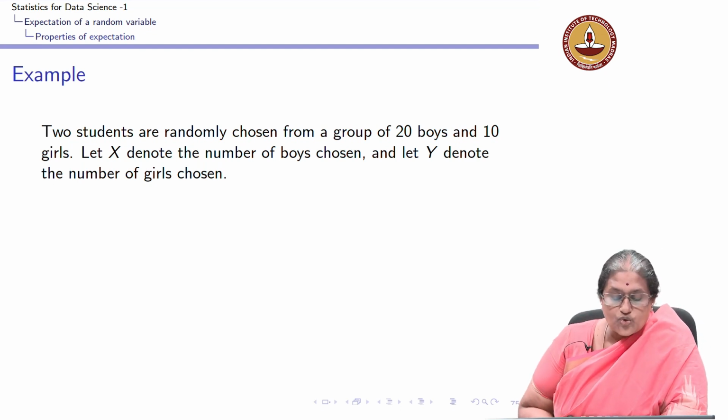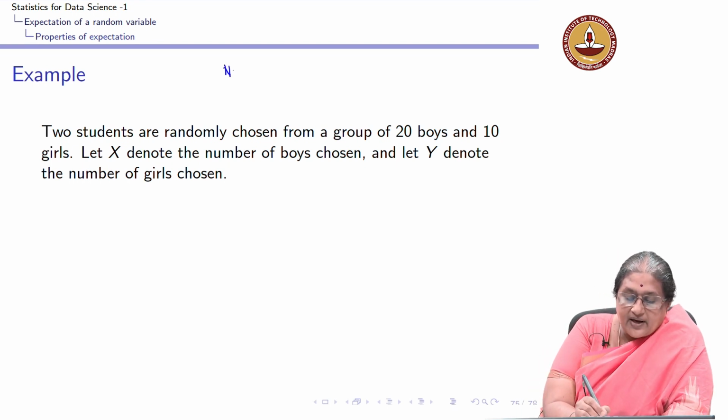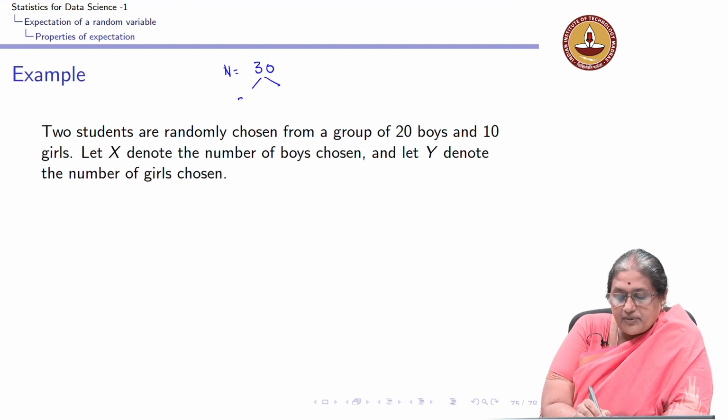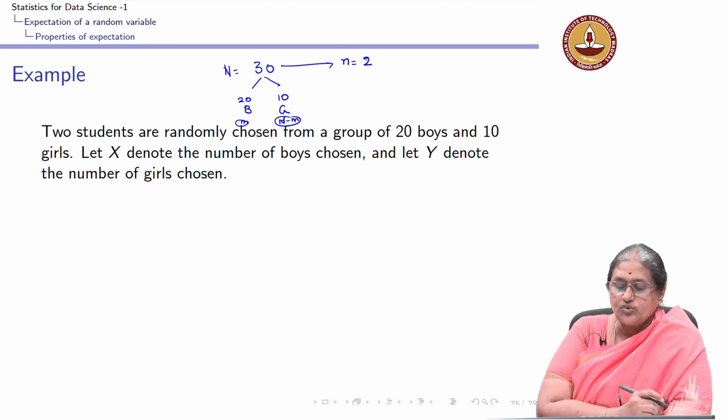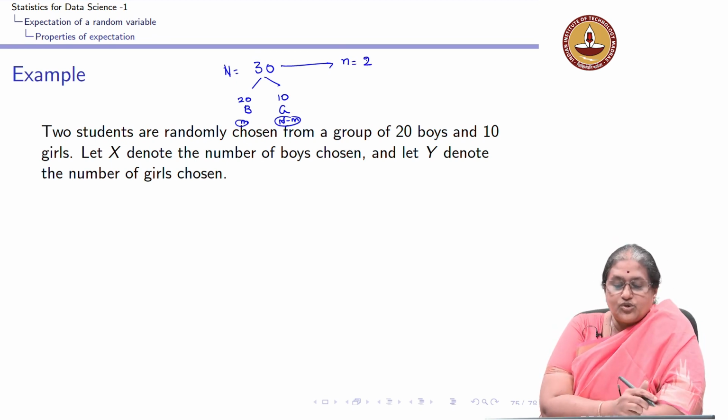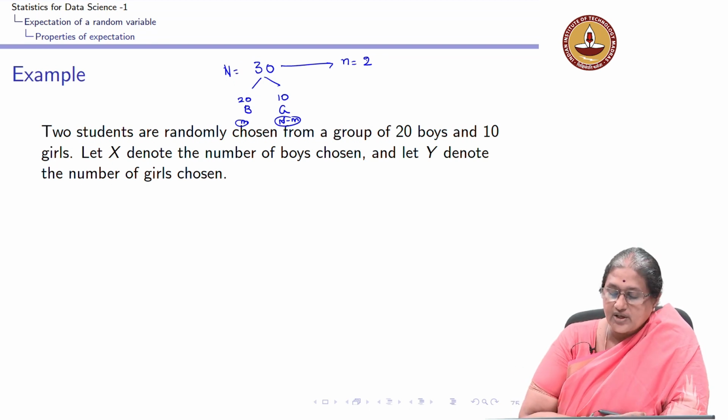I am choosing 2 students from a group of 20 boys and 10 girls. So, my capital N is 30. I have 30 people. In these 30 people, I have 20 boys and 10 girls. So, this was my m. This is my N minus m, which is 30 minus 20. This is of one type, this is of another type. I am choosing small n, which is equal to 2. I am choosing 2 students. Again, it could be both girls, both boys, or one girl and one boy.